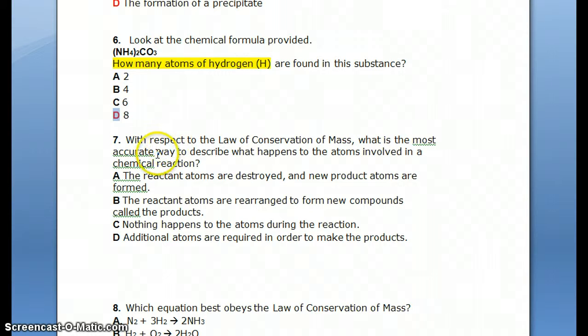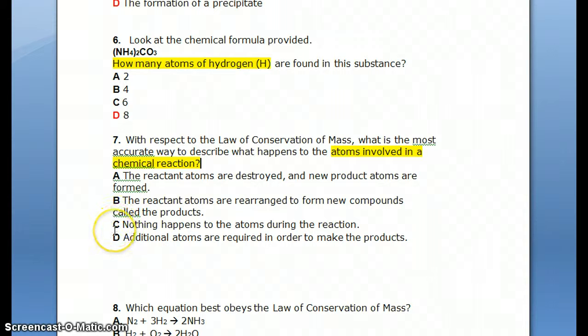And number 7, with respect to the law of conservation of mass, what is the most accurate way to describe what happens to the atoms involved in a chemical reaction? Well, are the reactant atoms destroyed? No, because the law of conservation of matter tells us that we can't destroy atoms. B, the reactant atoms are rearranged to form new compounds called the products. Well, that is true, but let me check the other answer choices just in case.